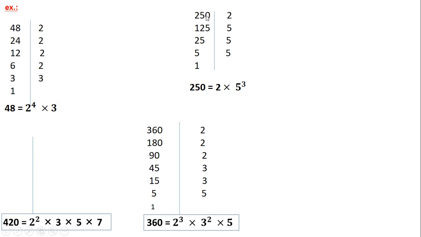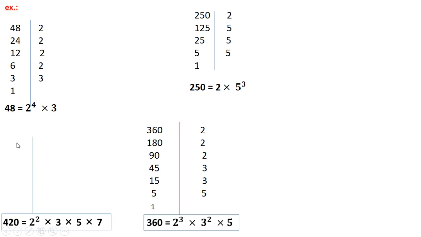Now 250 is divisible by 2. It gives me on the calculator 125. By 2 we cannot, by 3 we cannot, by 4 I don't try because 4 is not a prime number. So by 5 it gives me 25. Also by 5 it gives me 5. By 5 it gives me 1. The answer is 1, I'm done. So 250 is equal to 2 times 5, 3 times, so I've written 5 cubed.